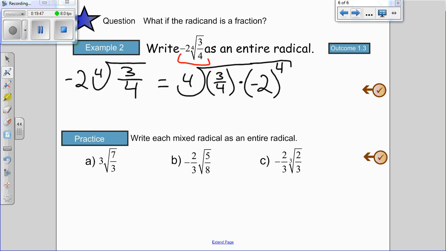Anyway. What's the -4 to the -2 to the power 4? What is it? 16. The root of 3 over 4 times 16.